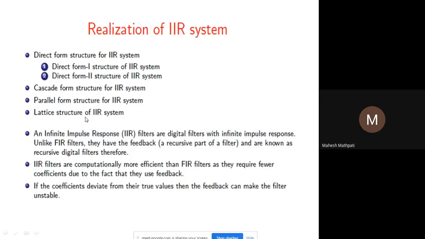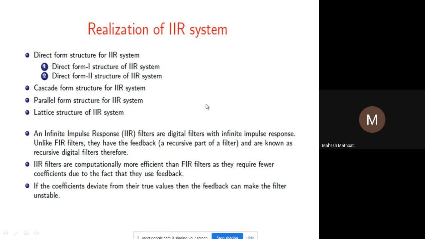As we already know the difference between FIR and IIR, what is the difference between the two? Can someone tell me? As we have already discussed, IIR is a recursive system and FIR is a non-recursive system. IIR consists of feedback, and FIR doesn't have feedback.